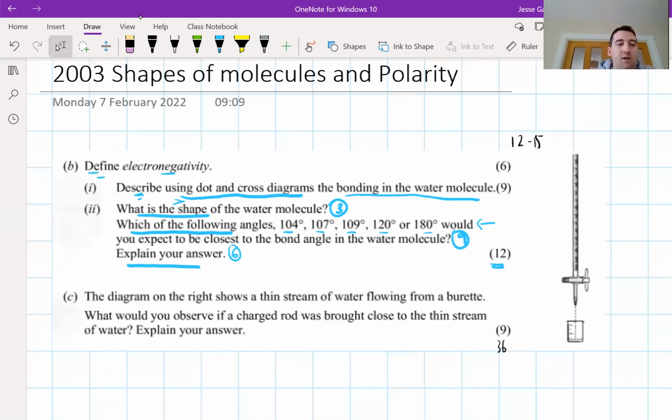Right, let's look at the next bit, on to part C. The diagram on the right shows a thin stream of water flowing from a burette. So we saw this experiment in class. What would you expect to observe if the charged rod was brought close to the thin stream of water? So if you brought a charged rod, say this rod here is carrying electrons on it, negative charges, what would we expect to happen to the thin stream of water, and why?